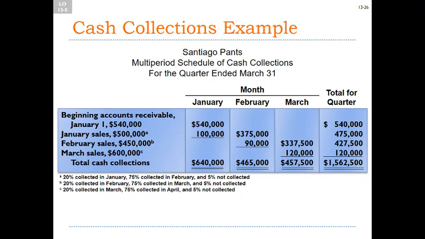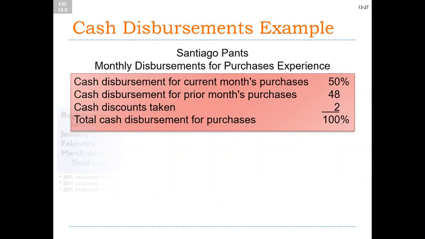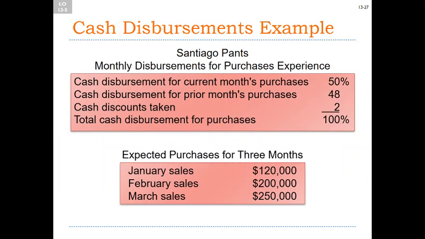Next thing they're going to do is figure out their cash disbursements. And based upon historical information of their purchases, they purchase on credit. And so in the month of purchase, they pay 50% of the total amount of purchases for a month.